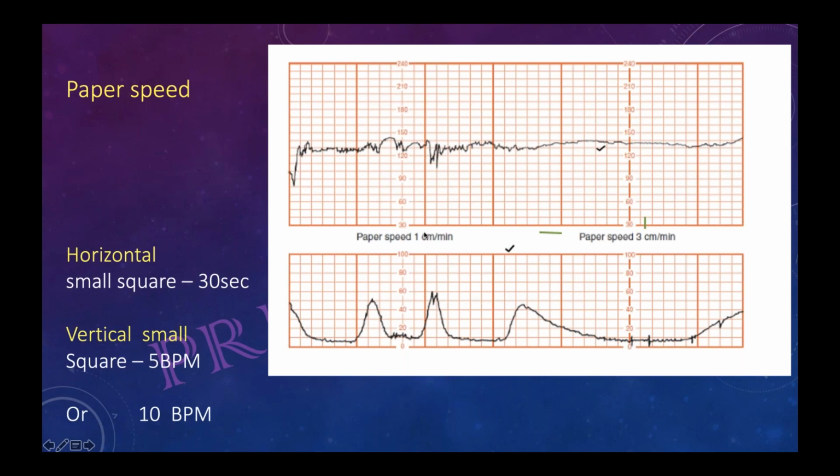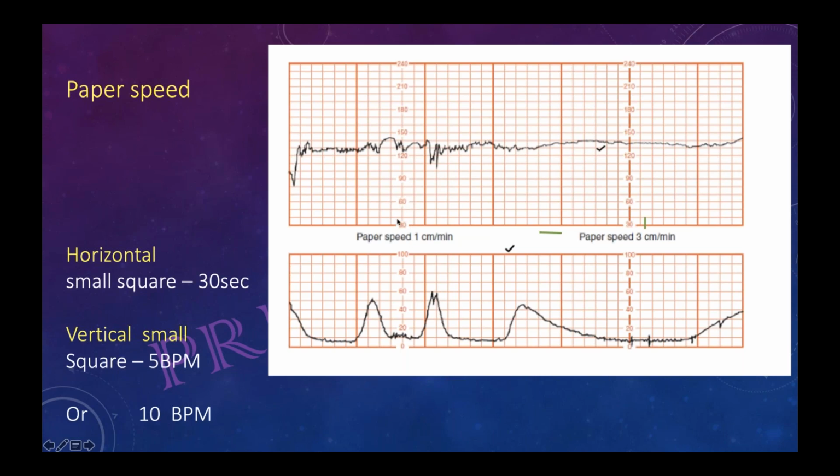Now, what is the vertical axis? You will always find marks like this: this is 30 and this is 60, so it will be 40 and 50. One big square is 10 beats per minute, because we have to find out how much dip there is when we do CTG. Sometimes the small square will be 5 beats per minute, so you have to calculate it from the reading.